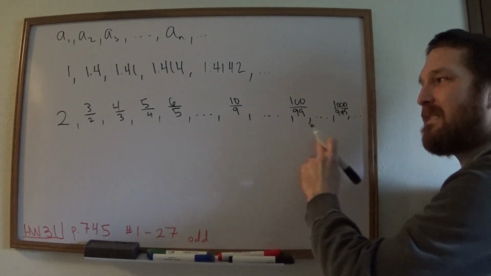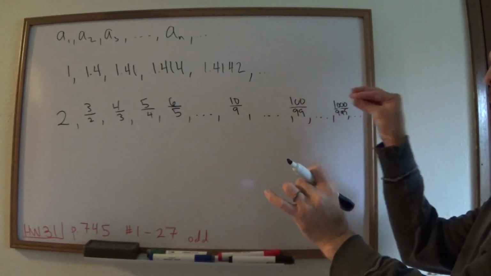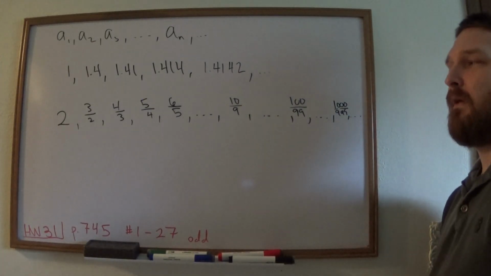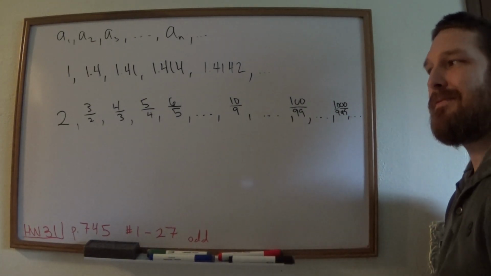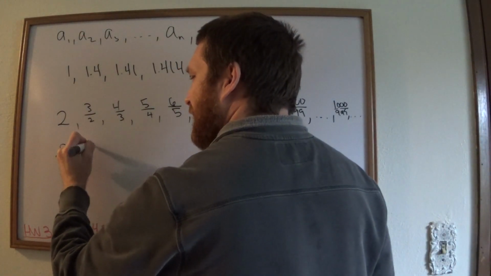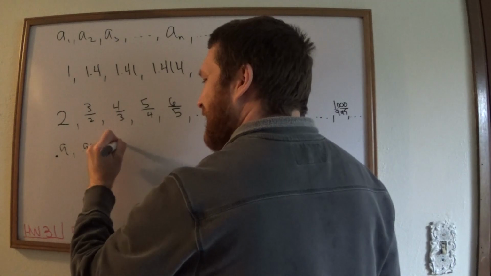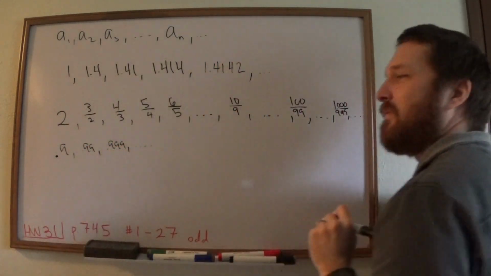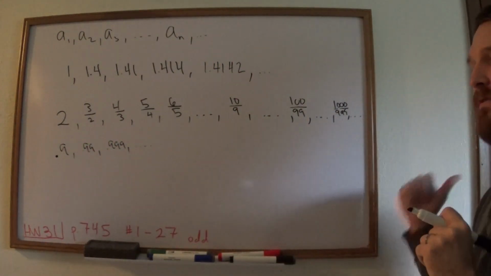This sequence converges to the number 1. But there are other sequences that converge to 1 too. So how about this one? How about 0.9, 0.99, 0.999, and so on and so forth? That also converges to 1.